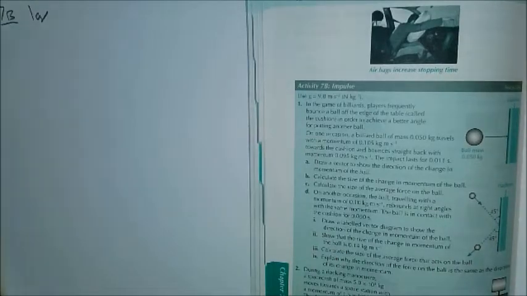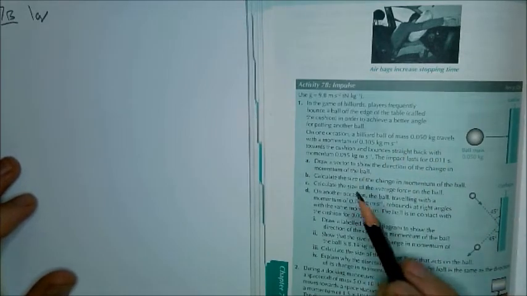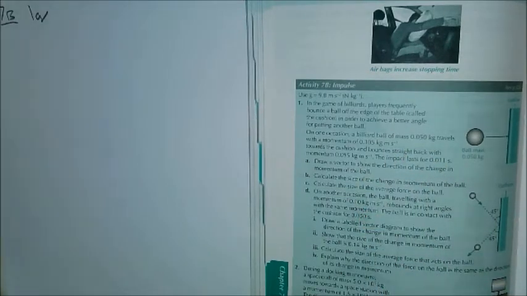Okay, activity 7b, this is about impulse. This is just tips and tricks for how to solve the 4 questions of this activity.